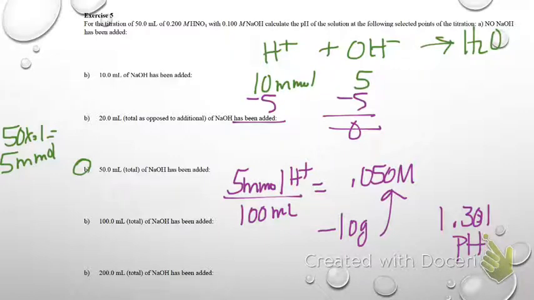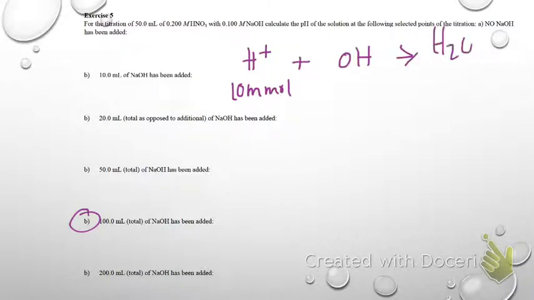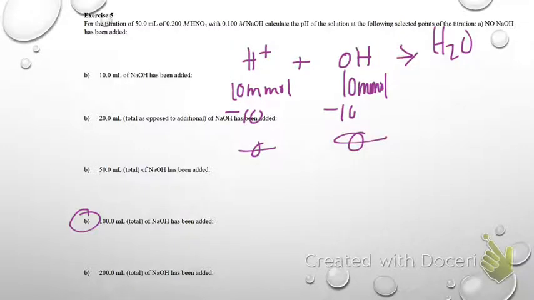So now let's do 100 milliliters. All right, erasing. So now we're doing this step. So H plus, still 10 millimoles. OH, what is 100 times 0.1? 10 millimoles. I have the same amount of hydroxide, minus 10, 0, 0. So my hydroxide and my hydrogen are equal. What does that mean I have reached? Not equilibrium. Equivalence point. That means my pH is 7, because I have a strong acid and a strong base, and that makes a pH of 7.